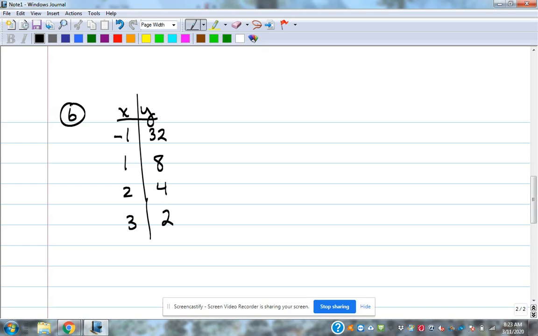So when we look at our ratio, we don't need to look at that pair because we're missing an x value. We need to look at the ones that are consecutive. So 1 and 2, and then 2 and 3. We only have 2 that we can check here. So I'm going to do the ratio. It's always the second one over the previous one. So 4 over 8 is 1/2. 2 over 4 is 1/2.